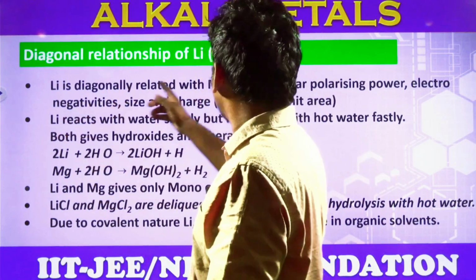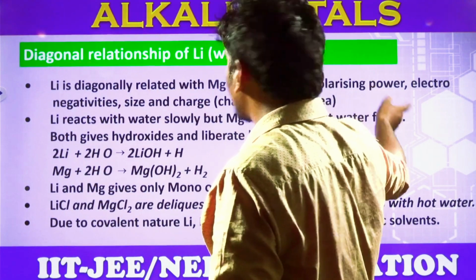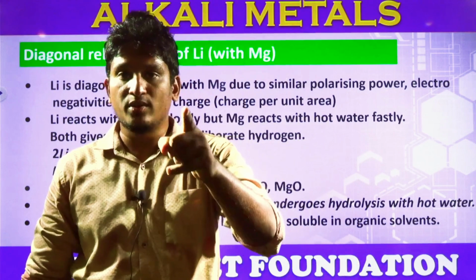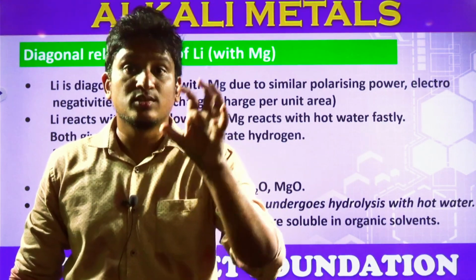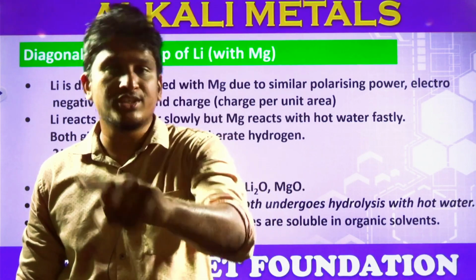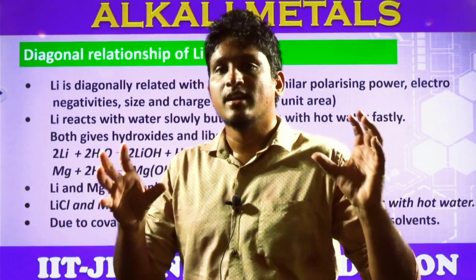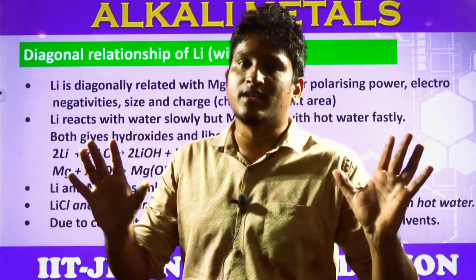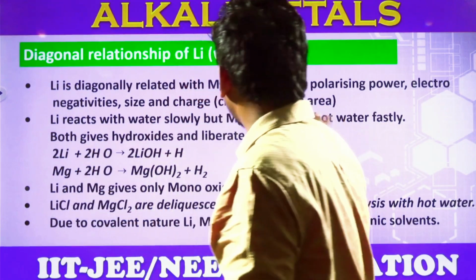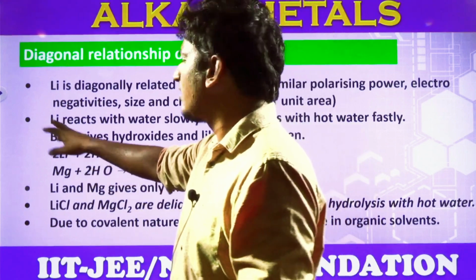So lithium is diagonally related with magnesium due to the similar polarizing power. Polarizing power, I told you, depends upon the atomic size. So lithium shows covalent character. Magnesium also shows covalent character. Why? Because lithium and magnesium atomic sizes are almost similar. That's why electronegativities, charge, everything are almost the same.